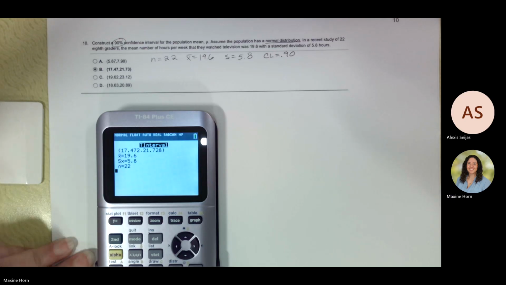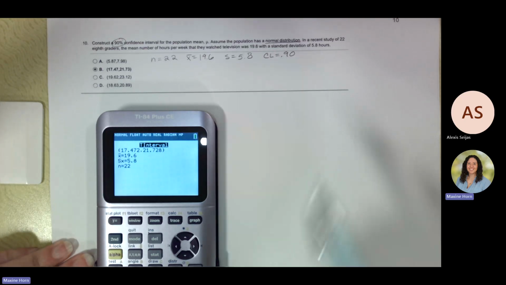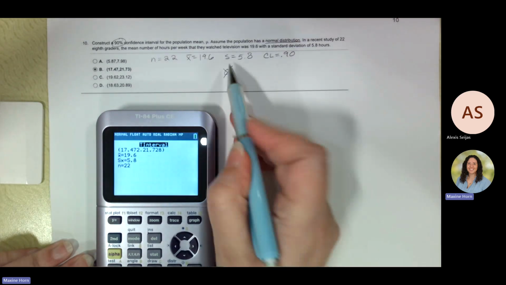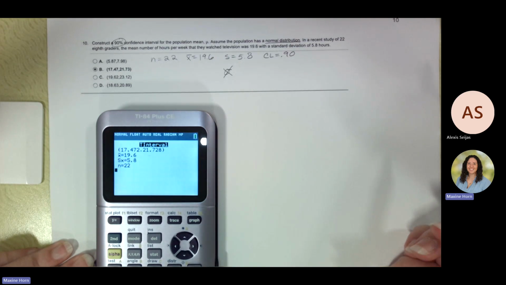Okay. T interval, because we don't know our population standard deviation, right? We don't have that. What we do have is our sample standard deviation.